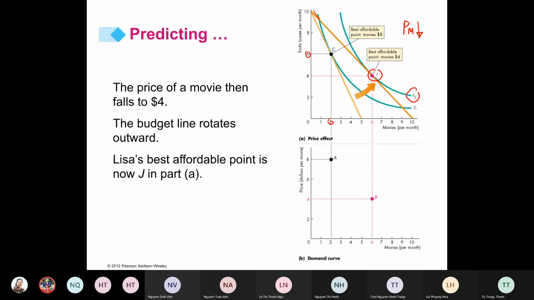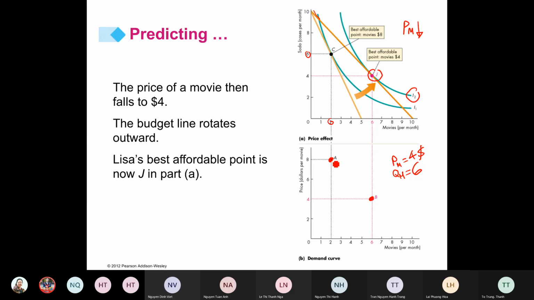So point J in the previous figure, now we have another point in the below figure. In the below figure, the price of movies is now $4, and the quantity of movies that Lisa buys is, sorry, not 8, 6, right? 6 movies. So we have a point, that point B in the below figure. At point B, you see it's the price of $4, right? The quantity of movies is 6 movies.